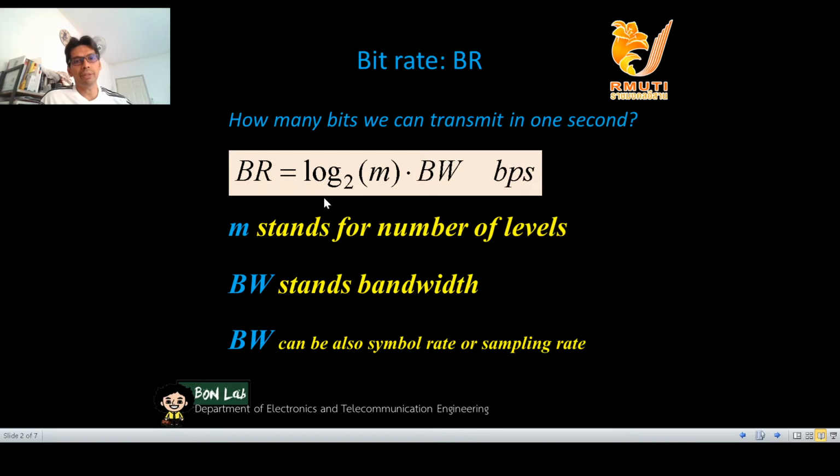If we don't think about the coding rate, for example, LDPC, RS codes, the bit rate will be reduced, but this is the maximum. And the M stands for the number of levels that we want to transmit. For example, QPSK, BPSK, and 16 QAM, for example.